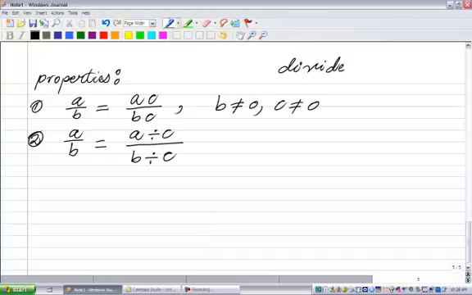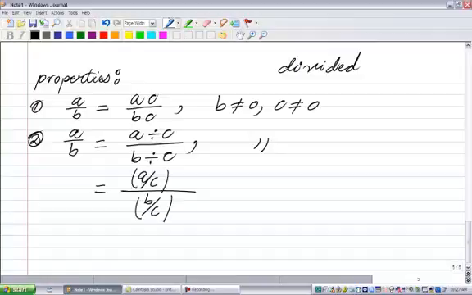D-I-V-I-D-E. Yep. So A divided by C over B divided by C, and here, of course, we have to assume the same thing. B cannot be 0 and C cannot be 0. Another way of writing this is A over C divided by B over C. So if I divide the numerator and the denominator by the same number, I still get the same fraction. They are still equal fractions.